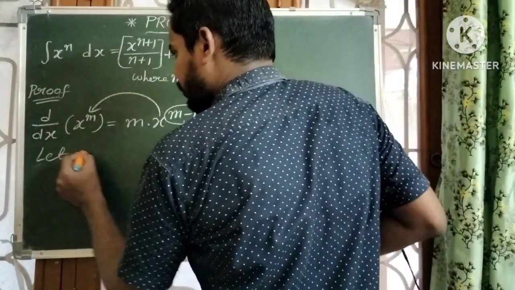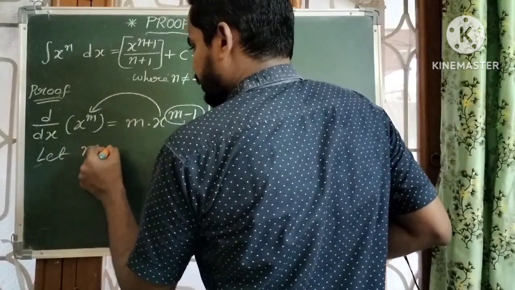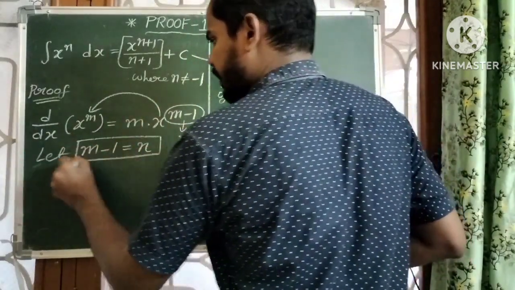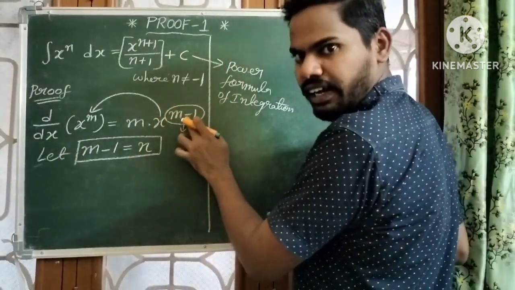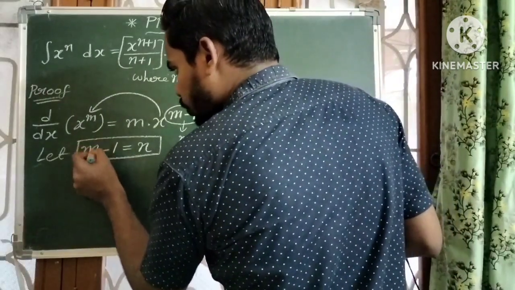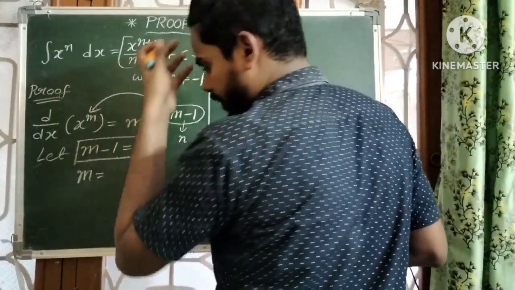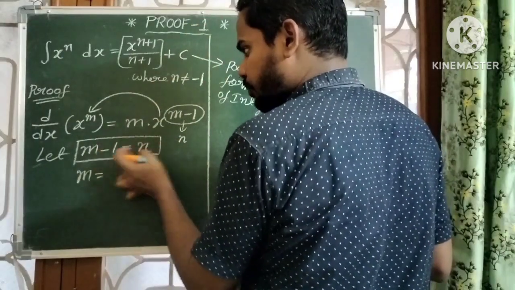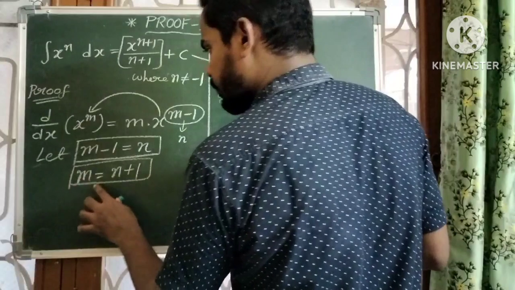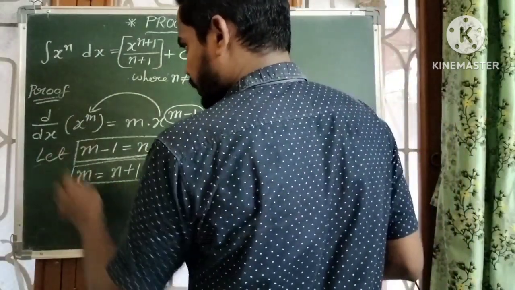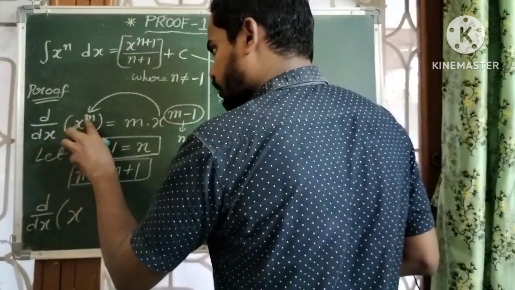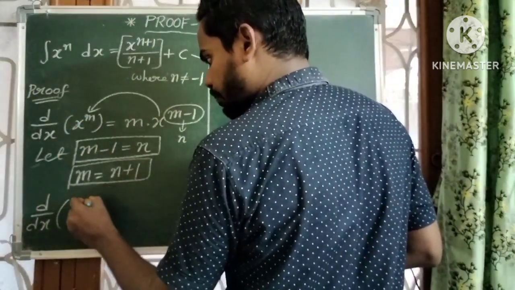Let m minus 1 is equal to n. Let us consider m minus 1 is equal to n. Here I need n, so I replace m minus 1 with n. So what about m? From this equation, transpose minus 1, you will get n plus 1. m is equal to n plus 1. So in place of m, we can write n plus 1.